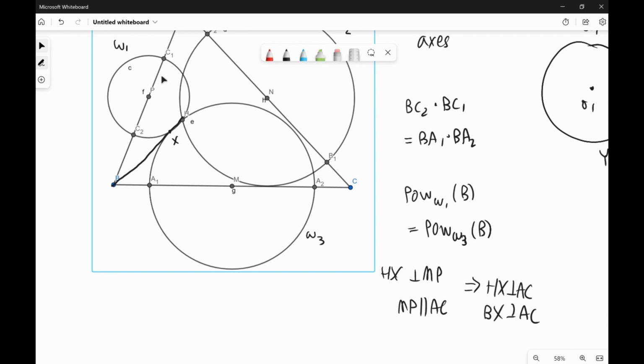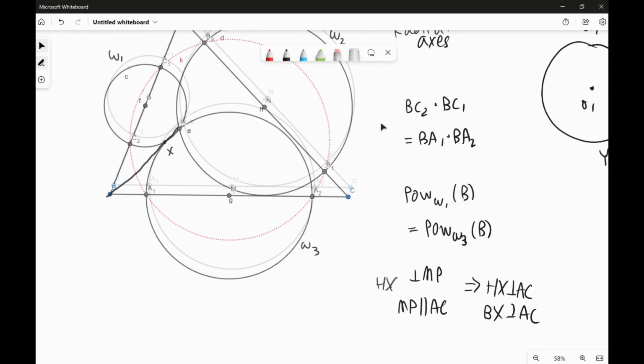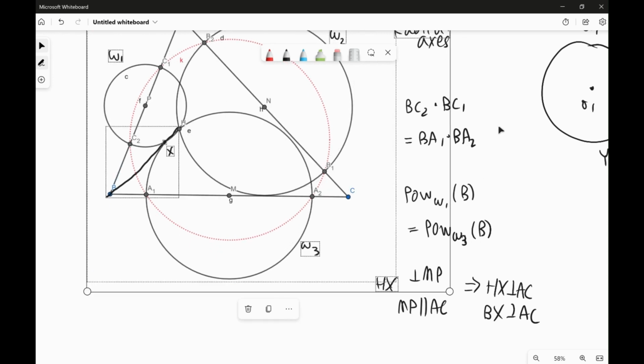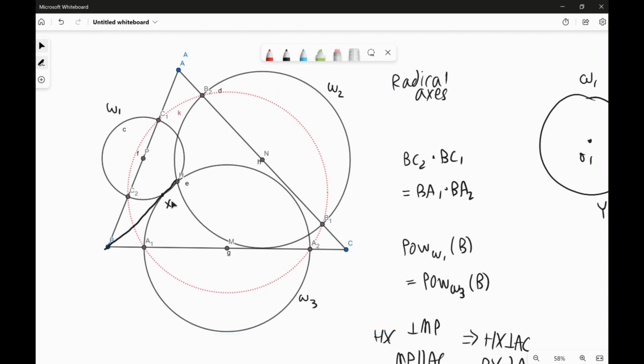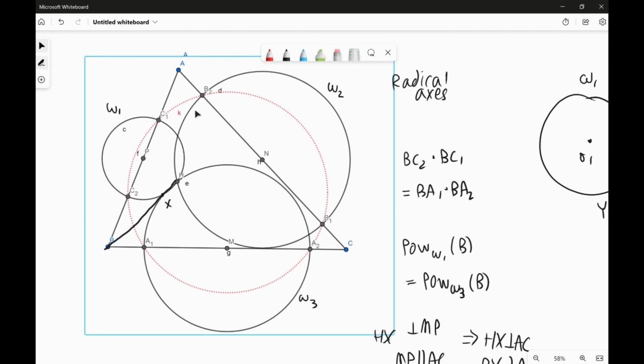We're not done really, because we just proved that A1, A2, C1, C2 are concyclic. One can similarly prove that C1, C2, B1, B2 are concyclic, and B1, B2, A1, A2 are concyclic. We want to prove that they all lie on the same circle. So how can we do that?